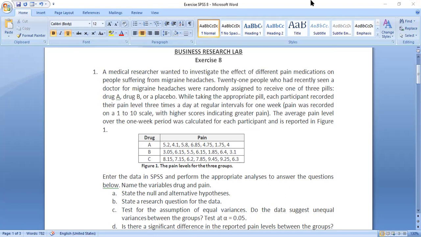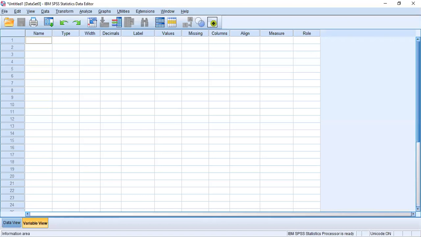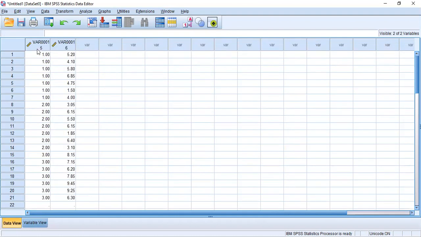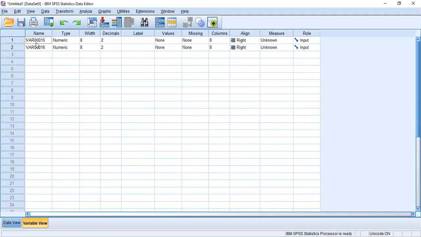I'm moving to the blank SPSS file where we have the variable view and data view. I'm clicking on data view right now, and I'm simply writing down the data for you. So the data is mentioned here. Now we have the two variables to be named as drug and pain.